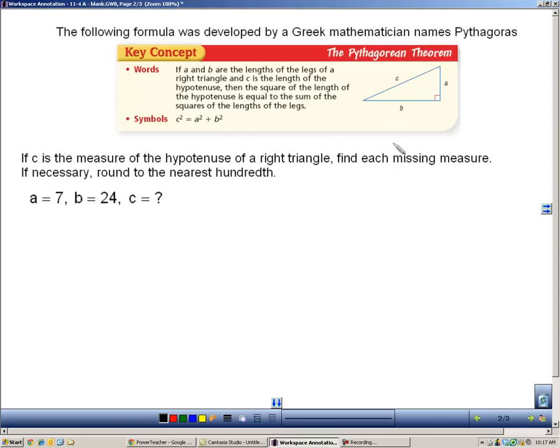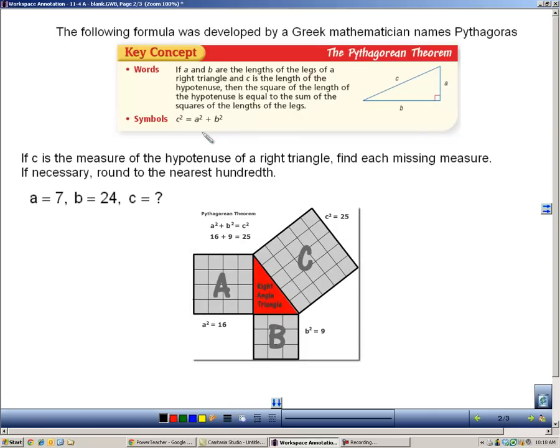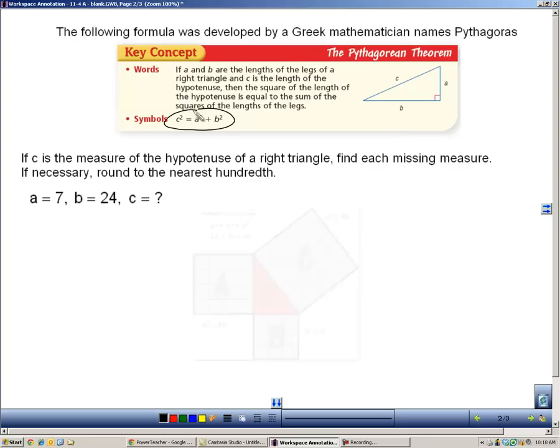It says that you can take the two short sides of a triangle, in this case called A and B, square those and then add them, and that will equal the square of the longest side, in this case called C. So if you square the longest side, that will be equal to the squares of the other two sides added together. The reason this works has to do with areas, if these sides were the sides of squares. I'm not going to get into the specifics about why the Pythagorean theorem works, but understand that this is the formula that we're going to be using.